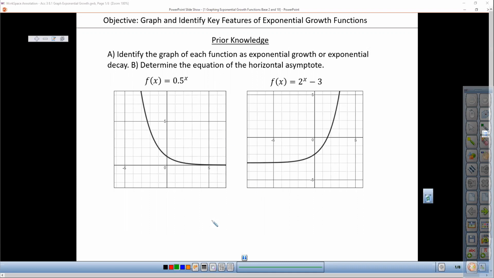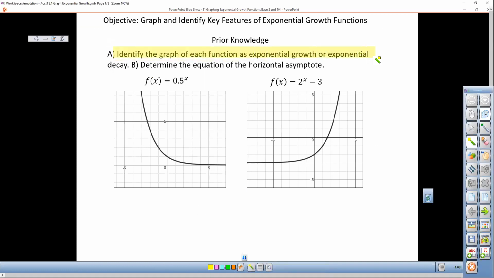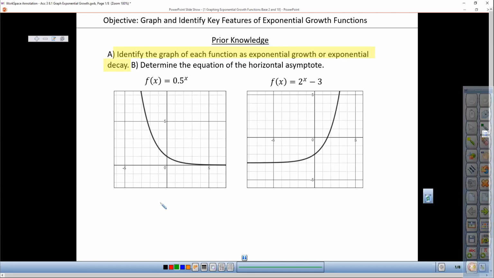So there is some prior knowledge for exponential functions that you may recall from a couple of years ago. You did learn how to identify whether an exponential function was a growth or a decay situation, which is our part A here. And so what we learned is that this is connected to whether the function is increasing or decreasing. Remember, increasing and decreasing is done from left to right. So with this first function, moving left to right, the function is heading down, so it is decreasing. And so that tells us that this function would be exponential decay.